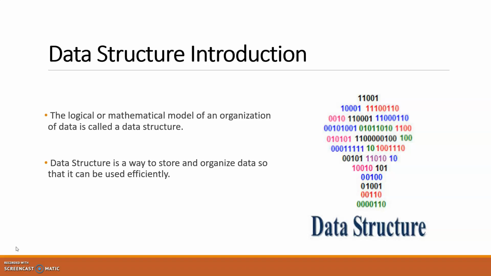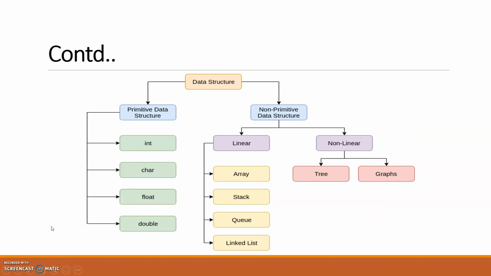The logical or mathematical model of an organization of data is called a data structure. It is a particular way of storing and organizing data in a computer so that it can be used effectively and efficiently. Data structure can be further divided into primitive data and non-primitive data, which are again classified into subcategories. One by one we will go through all of these types.